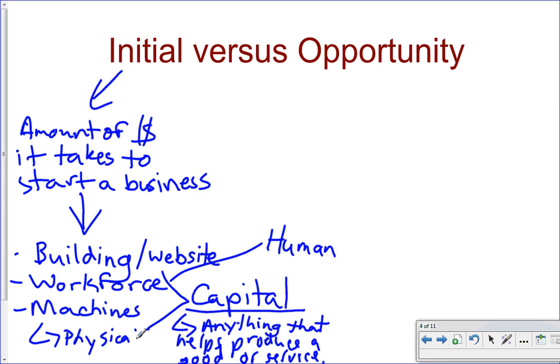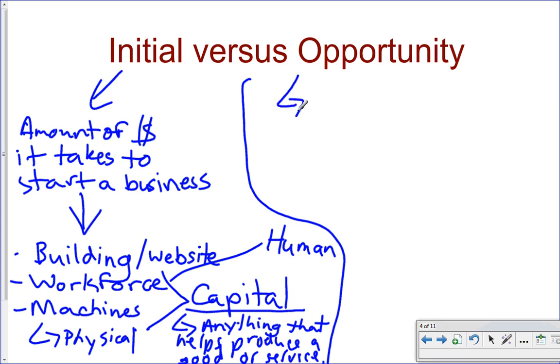So human capital, meaning your workforce, anybody who works for you, your labor, your physical capital being any of the machinery or any of the items that you have at your shop or whatever your business is that is not a human that will help you produce whatever good or service you produce. Now, the other thing that a business owner will have to understand is the opportunity cost.